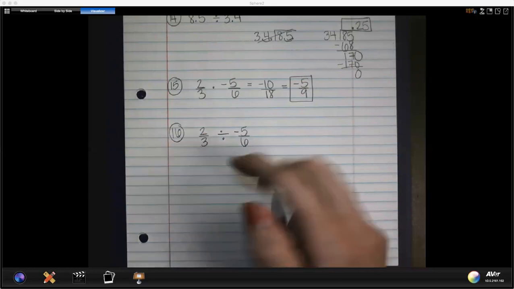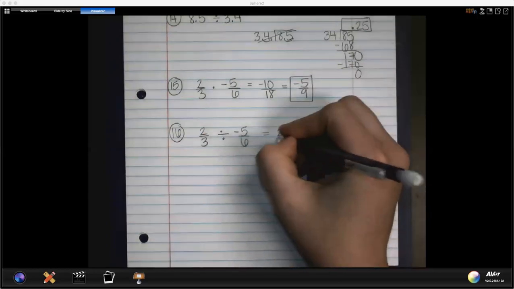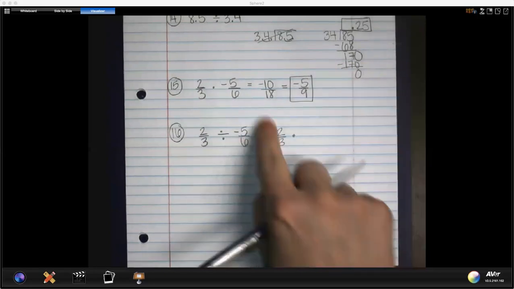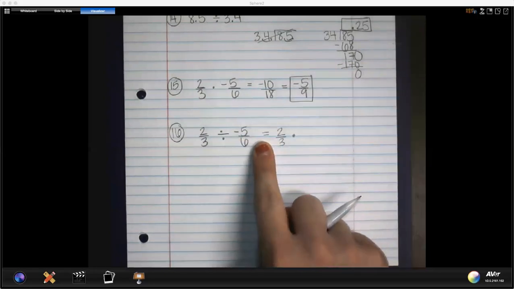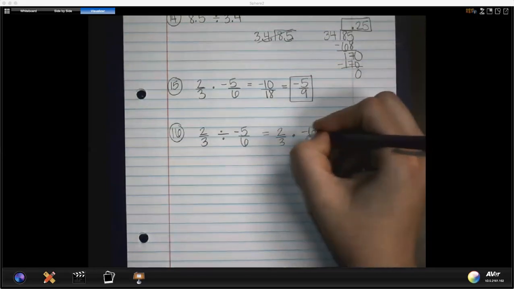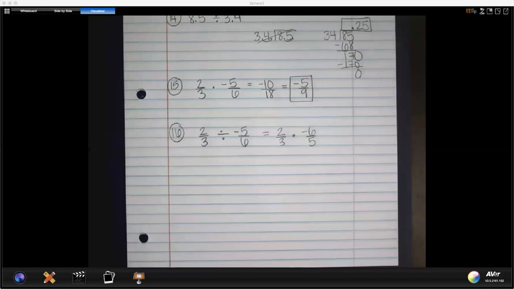Okay, so we say 2/3. The division changes to multiplication. -5/6, what does that change to when you reciprocate it? -6/5. So the numerator and denominator just change positions. Once it's like that, you just multiply across like we did on the last one. Okay.